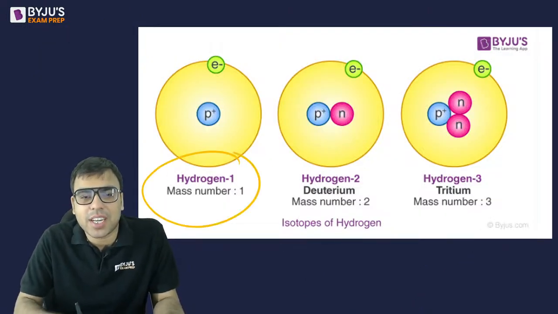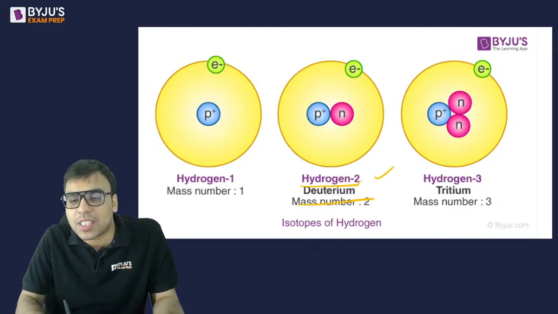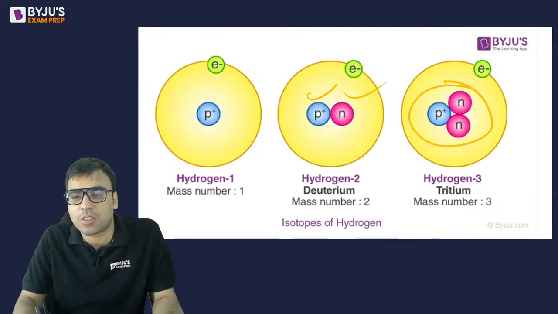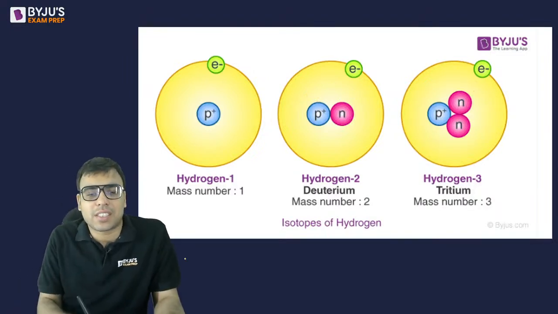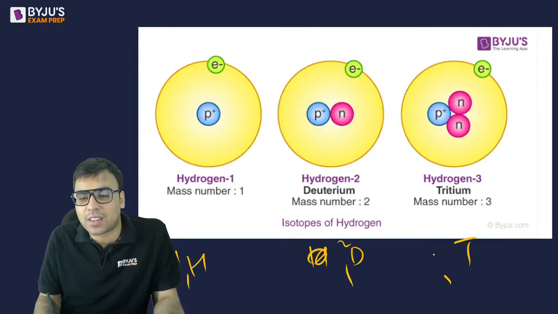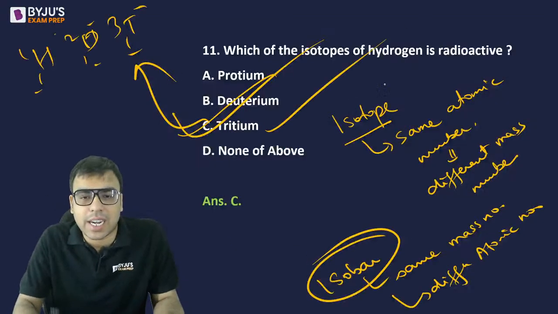Look, this is hydrogen. This has 1 electron, 1 proton. This is hydrogen 2, which is actually an isotope, and deuterium has a proton and a neutron inside it, and tritium has 2 neutrons and 1 proton. So that is how it is. It is defined like this. We write it as H1, D like this. So this is actually radioactive in nature, this one. So the right answer is C.